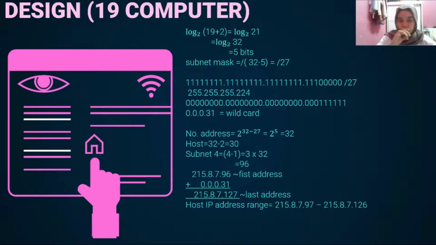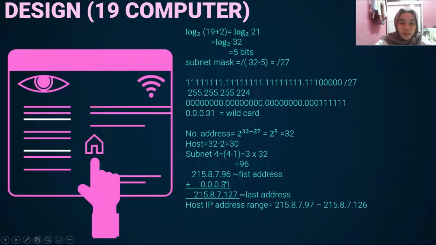And then you're going to find the number of addresses that is available. You will get 32. And then you're going to find the host addresses. You will get 30. Because this is the 4th subnet, you are going to take 4 minus 1, and then you will get 3, and then you will multiply it with the number of addresses, which is 32, and you will get 96. And then you're going to put the 96 into the host ID.